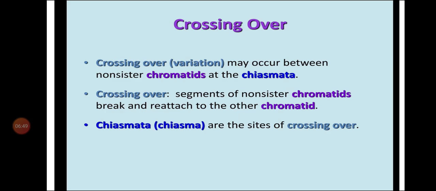Crossing over means an exchange, an interchange of genetic material takes place. And wherever you see the crossing over region where the chromatids are attached to each other, that is known as chiasmata or chiasma. Okay, so let us see this.